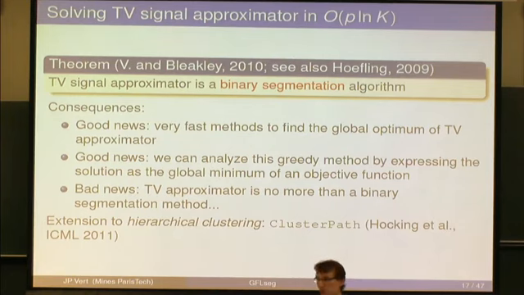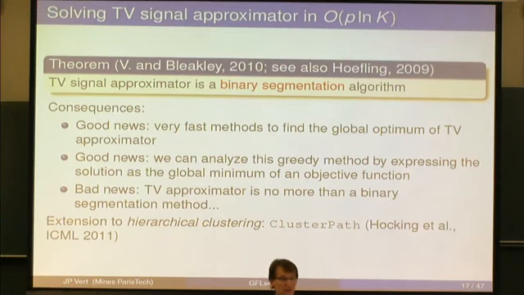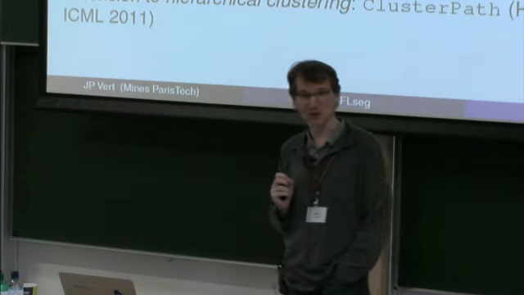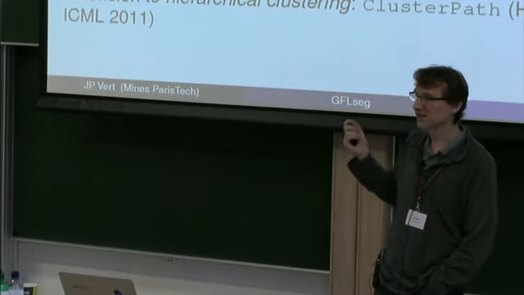So if you want to study the properties of this binary segmentation algorithm, then you can use all the tools in statistics of minimizers of an objective function, M estimators. Okay. Now on the other side, the bad news, and again we did not investigate that more, but it shows that this total variation approximator is no more than binary segmentation. So there were some comments this week that if you see someone doing fused lasso, you should be skeptical because it's not supposed to be good. It's maybe related to that.